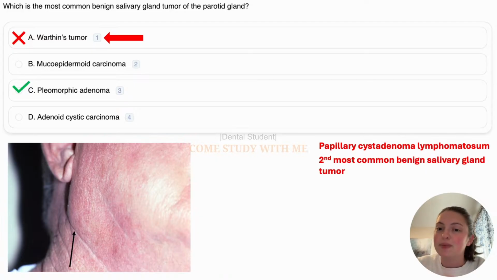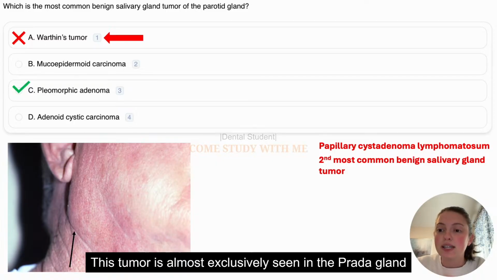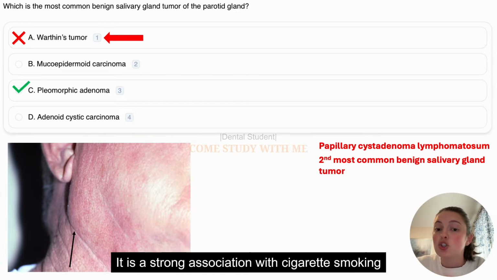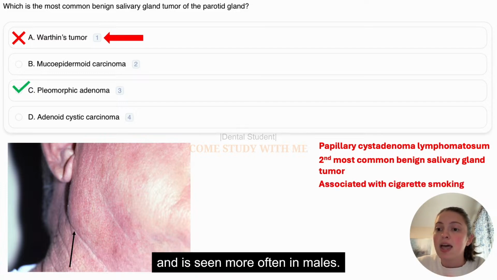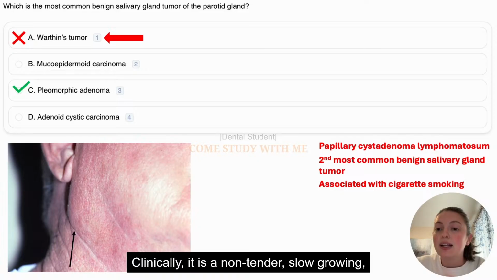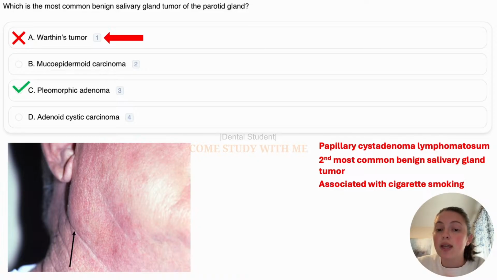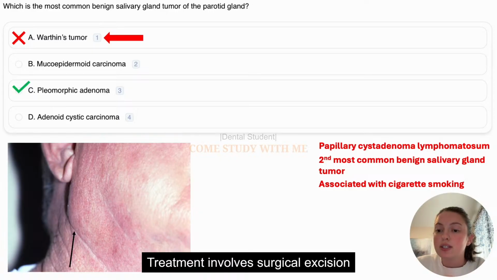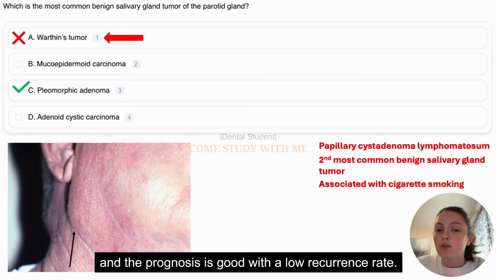So this is the second most common. This tumor is almost exclusively seen in the parotid gland and mostly affects those in their 6th and 7th decades. It has a strong association with cigarette smoking and is seen more often in males. Clinically, it is a non-tender, slow-growing, and freely movable lesion. It is typically seen as a firm, doughy mass in the tail of the parotid, either unilaterally or bilaterally. Treatment involves surgical excision, and the prognosis is good with a low recurrence rate.